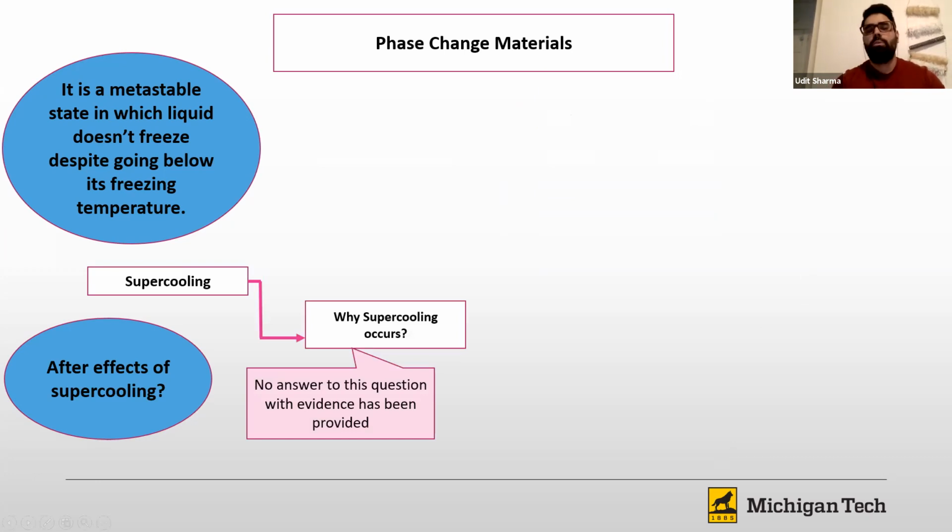Now the question is why supercooling occurs. And you can see specifically I have written that no one actually knows the answer to this question with evidence. Though there have been theories about it, that supercooling occurs due to the lack of nucleation sites and due to the rate of the cooling and all those. But actually, there is not a single fundamental theory that can justify with the evidence that supercooling occurs because of this.